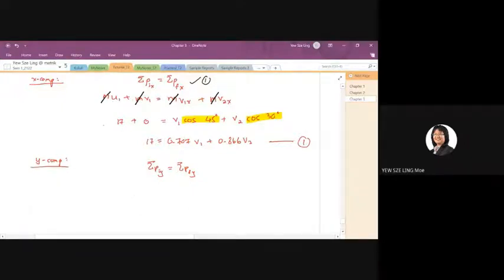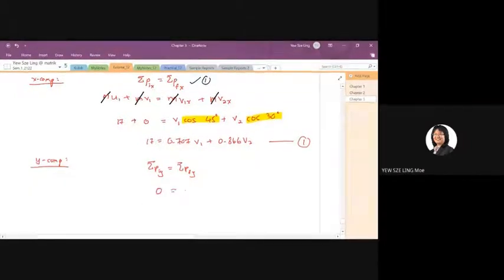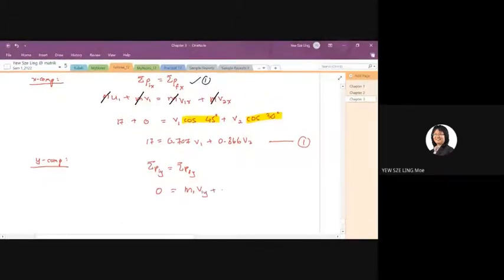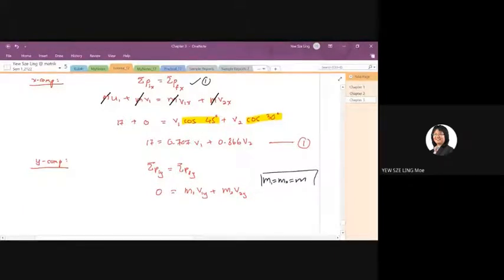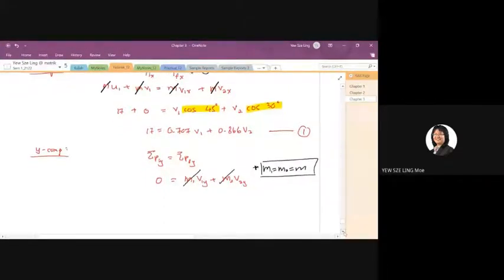But for these two examples, the initial y-momentum equals 0, so it equals m1 v1y plus m2 v2y. So what am I going to do now? I want to cancel out the m again, because m1 equals m2 equals m. So if you don't write the subscript, also can. You write the subscript, also can, but make sure you show it if you write the subscript. So now I can cancel it out.